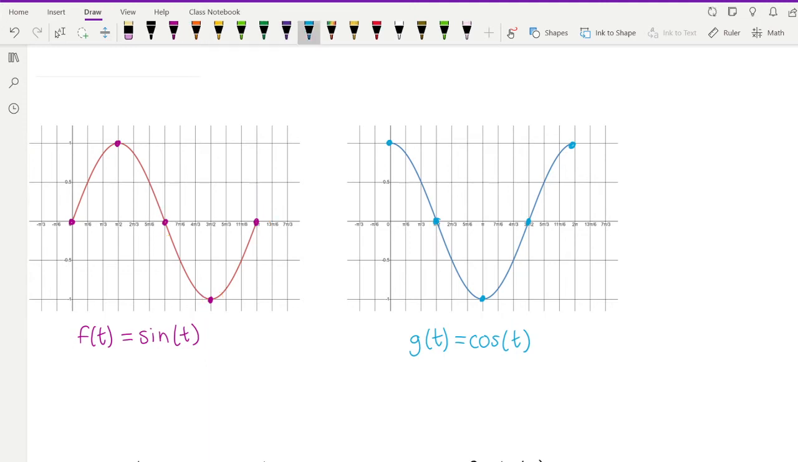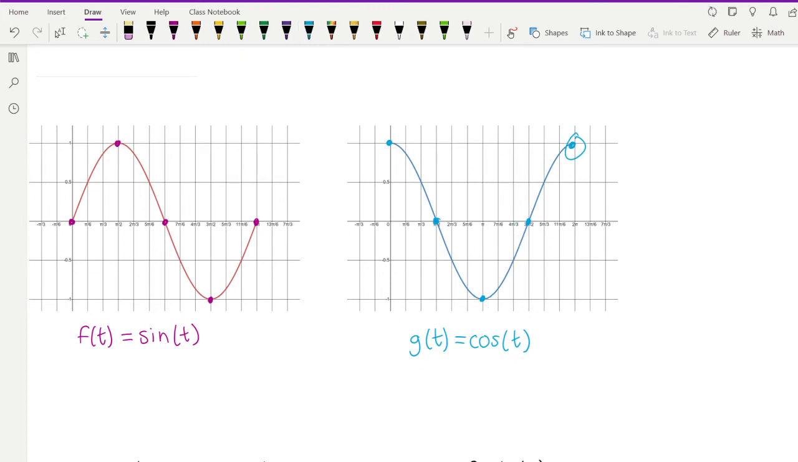And then similarly with cosine, the minimum point happens exactly halfway between the beginning and end of the cycle. So 0 and 2 pi, halfway between those is pi. And then these x-intercepts happen halfway between the minimum and maximum, right? So here and here, halfway between them, we find an x-intercept. And if we look at the min and the max, halfway between those, we find an x-intercept.